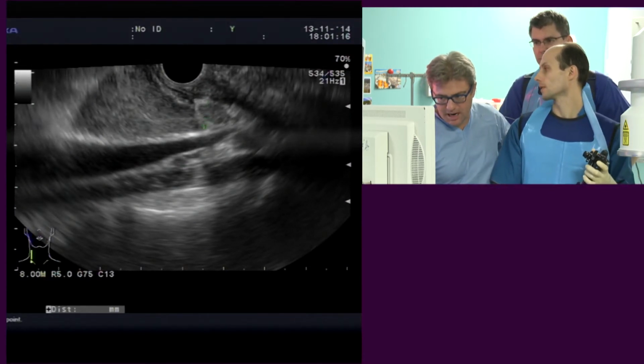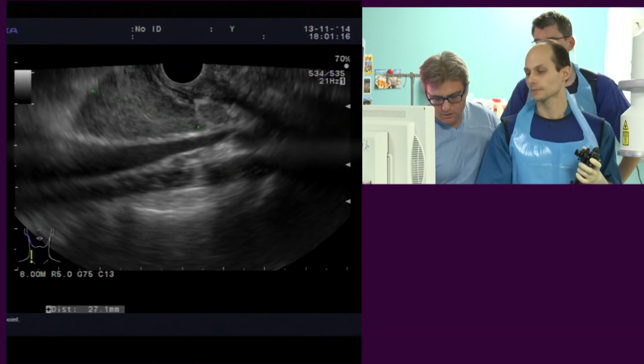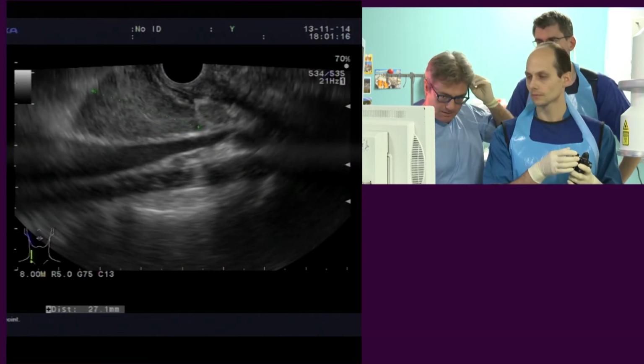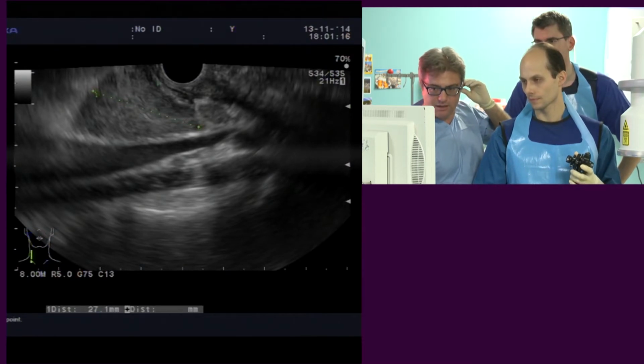So this is the hilum. You are basically in the duodenal bulb. Sometimes it's very difficult to biopsy a lesion of the bile duct at the hilum.